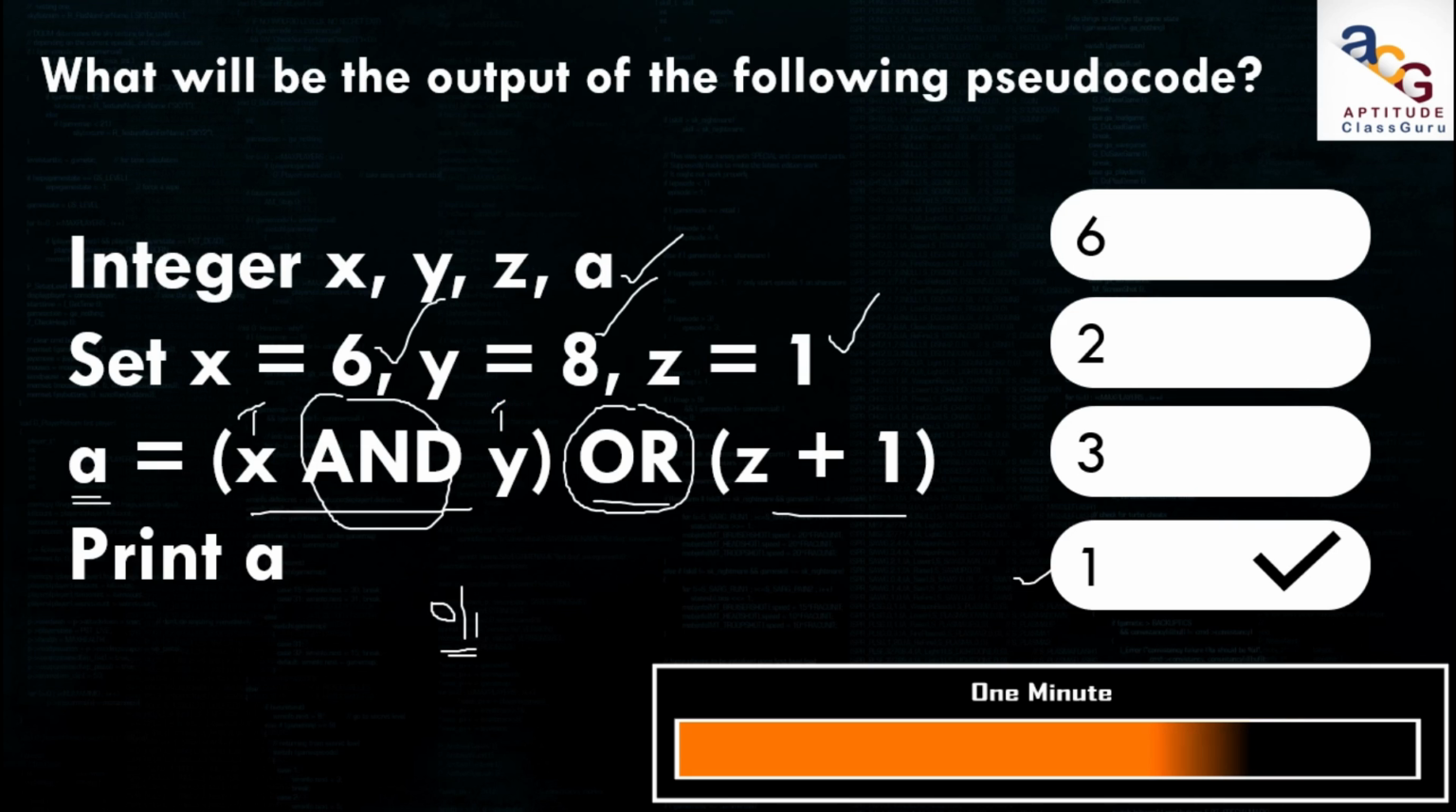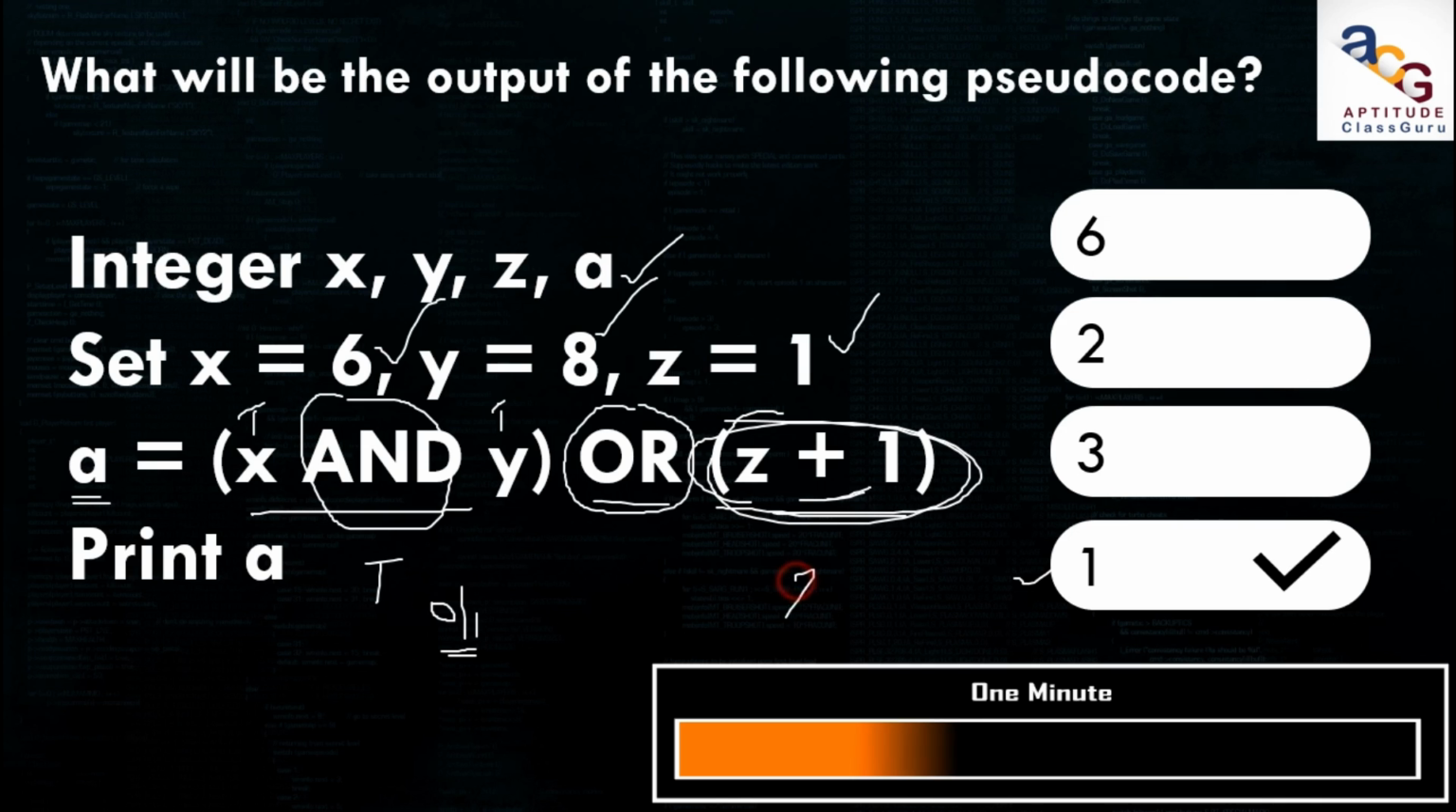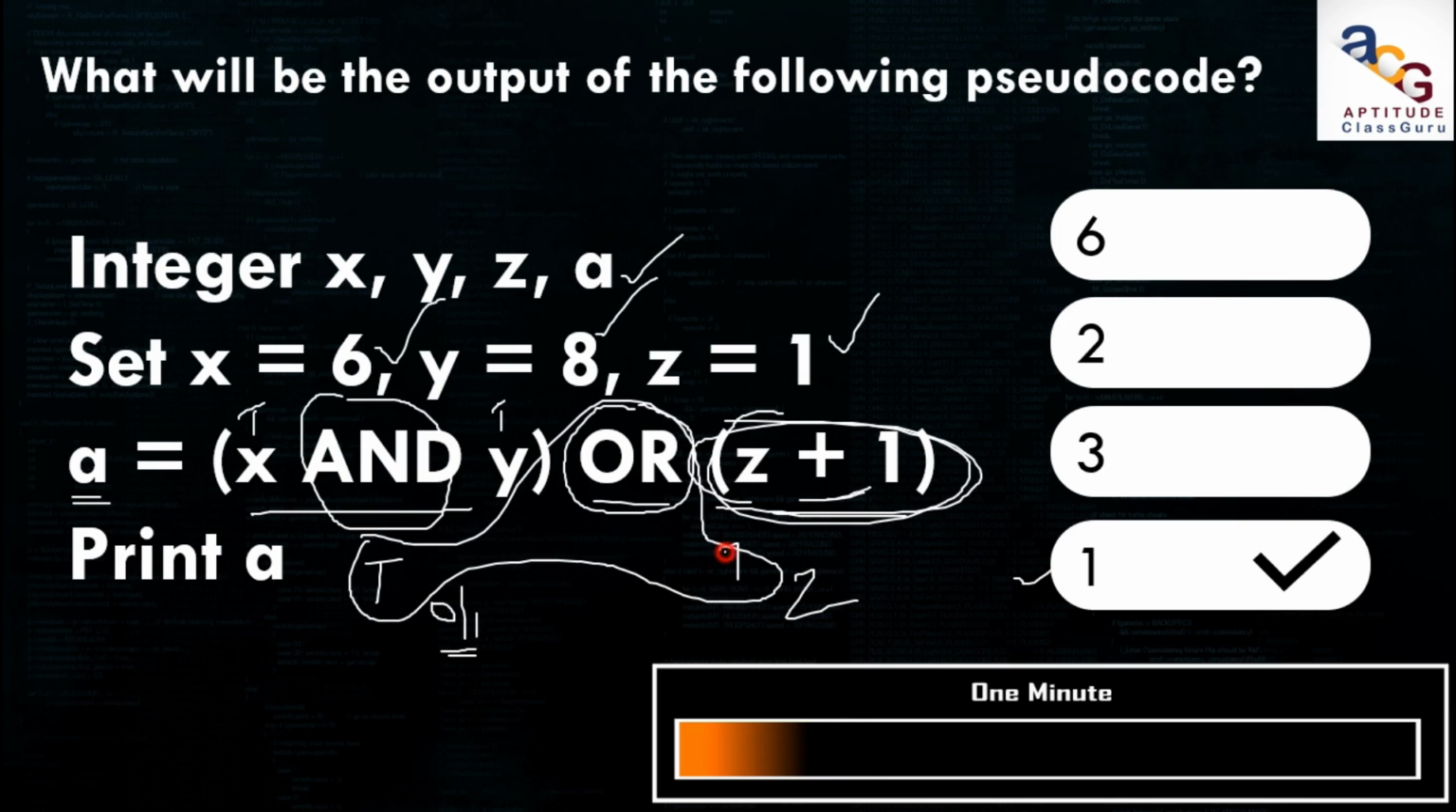So what is the truth table of the AND operator? If both the inputs are true, the output will be true. Next, what is the value of z? It is 1, and we are adding another 1. Now this total value is 2. 2 means it is also true. So true or true: if any one of the inputs is true, then the OR operator returns true. So true means, as an integer, it is 1. So the answer will be 1.